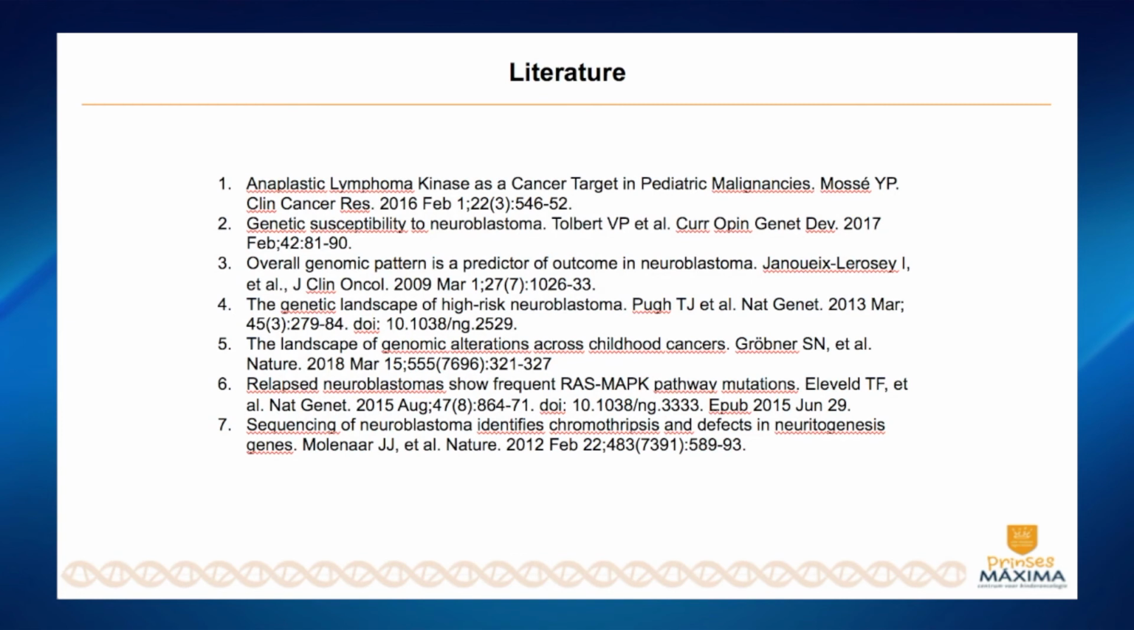These are the papers which were used for this presentation, and I'll leave the slide like that for you to make a picture. Okay.